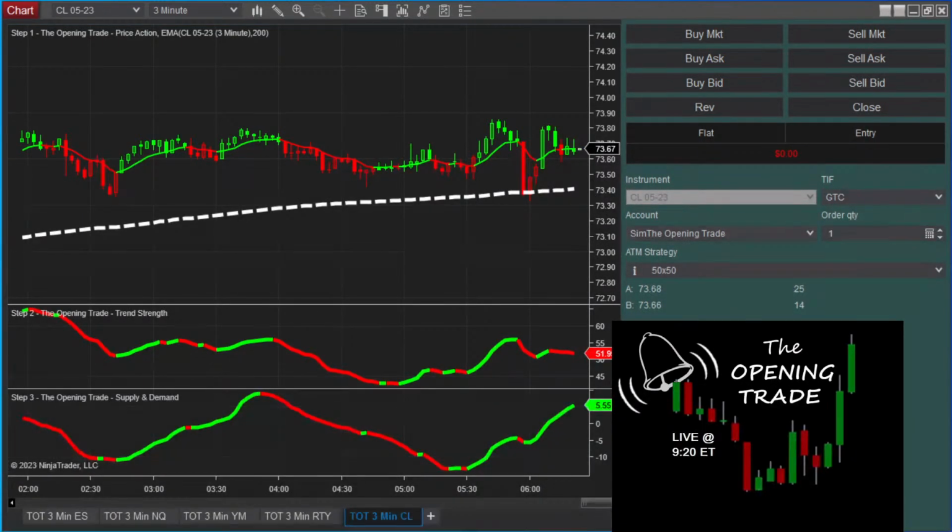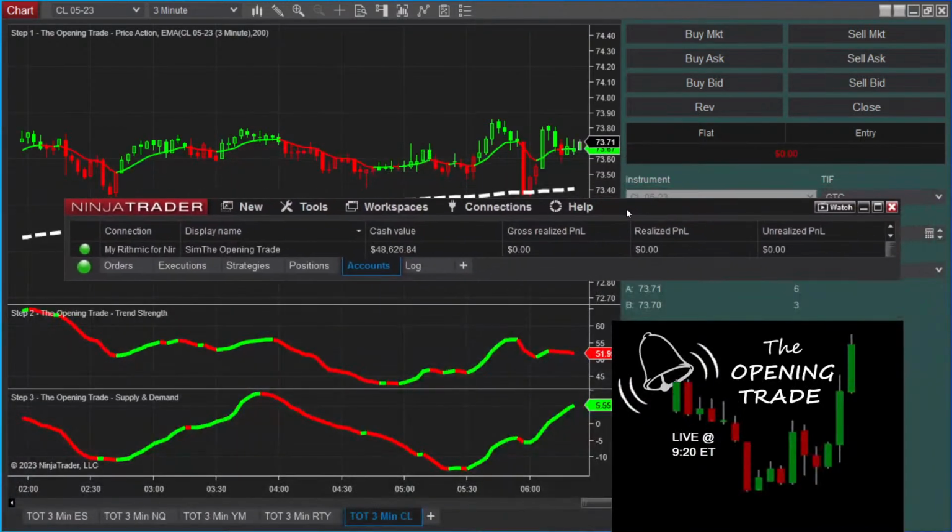All right, so let's take a look at the current sim account balance. Let's bring over our screen from Ninja Trader. Here we go. Simulated the opening trade. Here's our cash value. The gross realized will match this as long as we take a manual or automated trade. This will change if any trades are performed. This will be the price after we pay our fee.